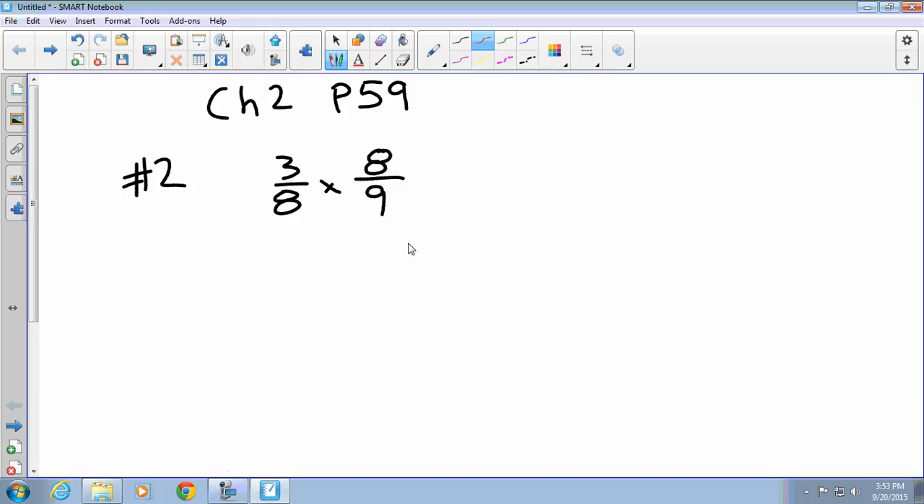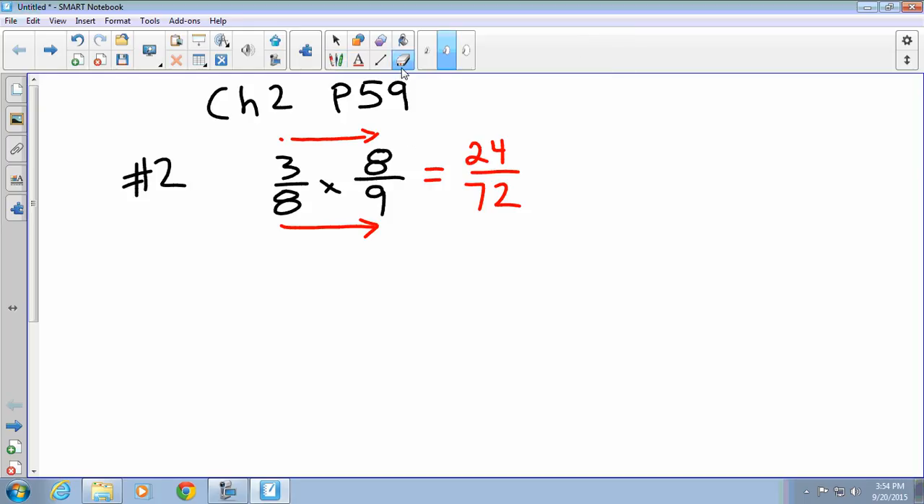First of all, if we actually work this problem out the way we normally would, it would be 3 times 8, which is 24, all over 8 times 9, which is 72. Now, we know we have an even on top of an even, so we know we're going to have to reduce that number down. So there is a way that we can make this problem a little bit easier, maybe a little bit quicker for us to figure out the answer to.